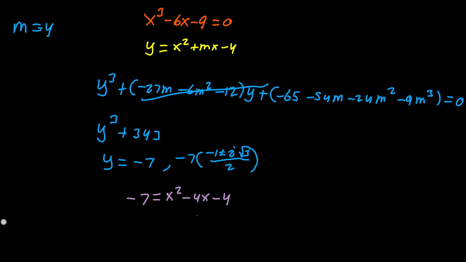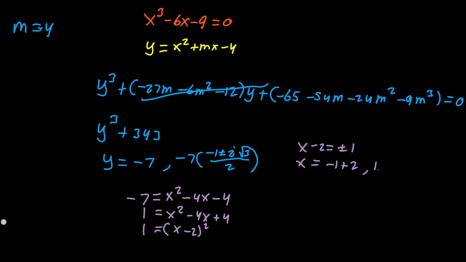What we are going to go ahead and do is complete the square. So we have to add 8 to both sides. So it is x squared minus 4x plus 4, and that is 1. So we end up getting that x minus 2 squared is equal to 1. And taking the square root, we get x minus 2 is equal to plus or minus 1. Solving for x, we end up getting that x is equal to either negative 1 plus 2 or 1 plus 2. So x could either be positive 1 or 3.